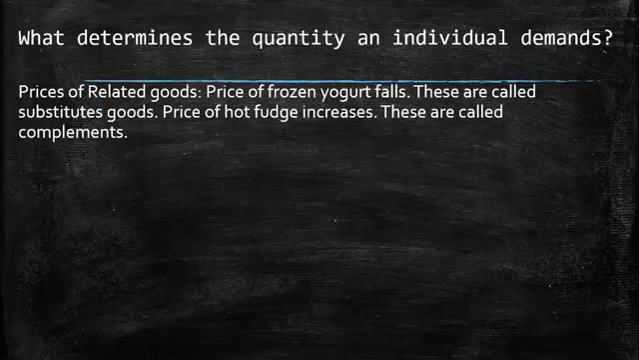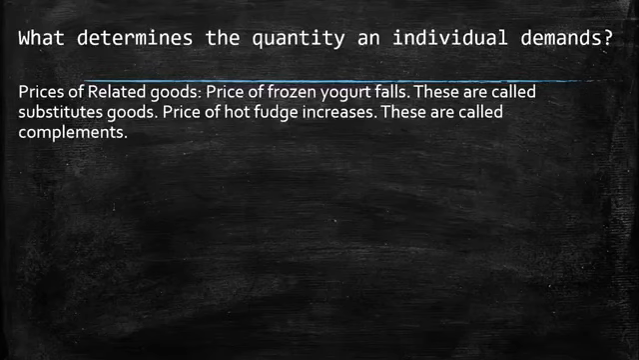Then the price of related goods. For example, if we are talking about ice cream, and the price of frozen yogurt falls, these are called substitute goods. In this case, when the price of frozen yogurt falls, you are going to eat more frozen yogurt, so you are going to consume less ice cream.